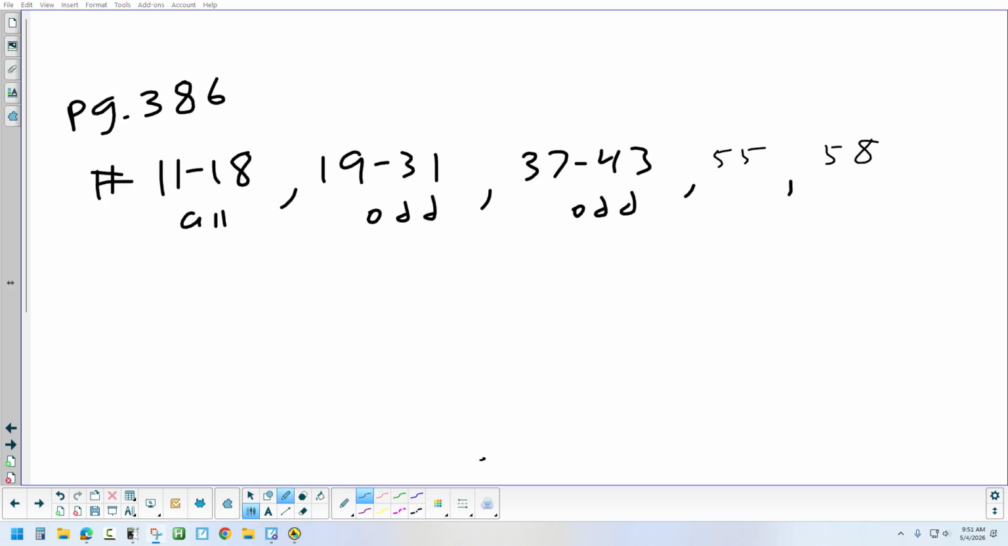Okay, so the homework on page 386: 11 to 18, that's matching, and that's all. 19 to 31, just the odds, and 37 to 43 is odd, and then 55 and 58.